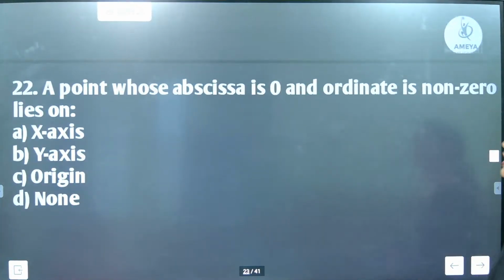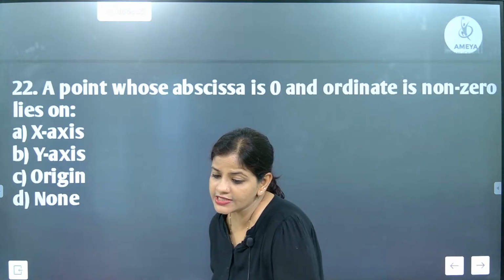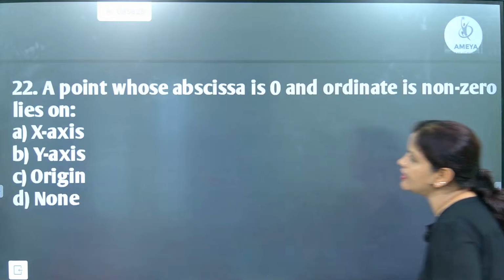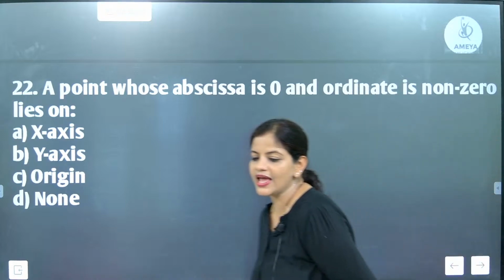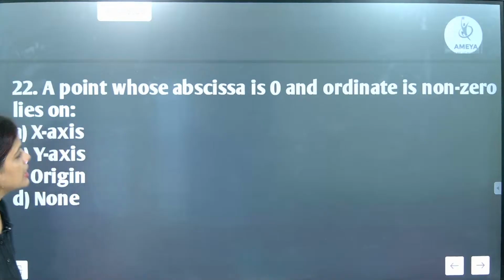A point whose abscissa is 0 and ordinate is non-zero lies on which axis? They can change the statement, beta. Understood? They can change the statement. Now, a point whose abscissa is 0 and ordinate is non-zero lies exactly on which axis? Y-axis. Absolutely correct.